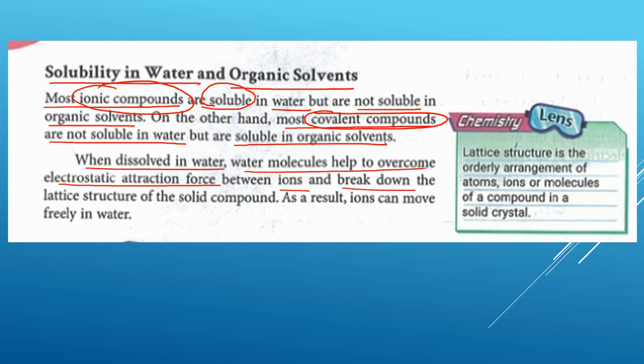So when dissolved in water, water molecules help to overcome the electrostatic attraction force between ions and break down the lattice structure of the solid compound. So that's why ions can move freely in water. Okay, so what is lattice structure? Lattice structure is the orderly arrangement of atoms, ions or molecules of a compound in a solid crystal.